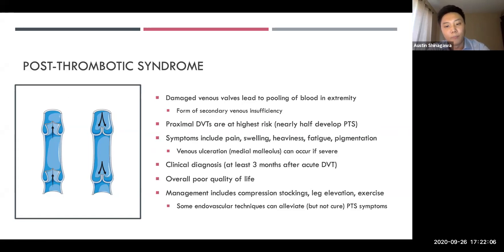if it is severe. PTS is a clinical diagnosis that you typically want to diagnose at least 3 months after an acute DVT, so you're not overlapping the symptoms of acute DVT with PTS. These patients have a poor quality of life. The symptoms can become very severe, and the management we have right now is conservative for the most part. So things like compression stockings, leg elevation, and exercise.